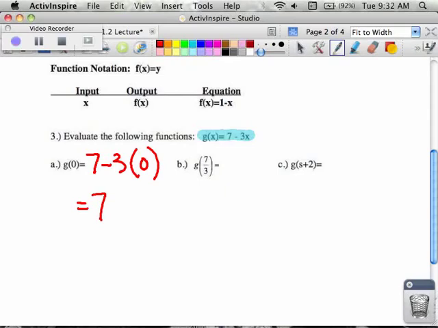In letter B, same idea. I look back up into the g function, and wherever I see an x, I put in 7/3. So g of 7/3 means 7 minus 3 times 7/3. If I simplify that, I get 7 minus 7, because the 3's reduce, which gives me 0.